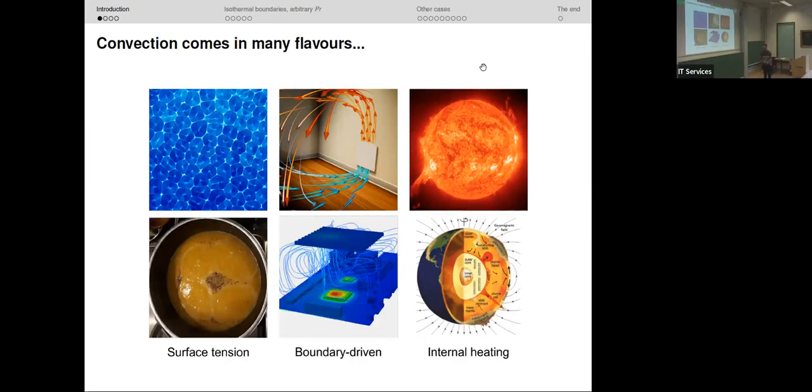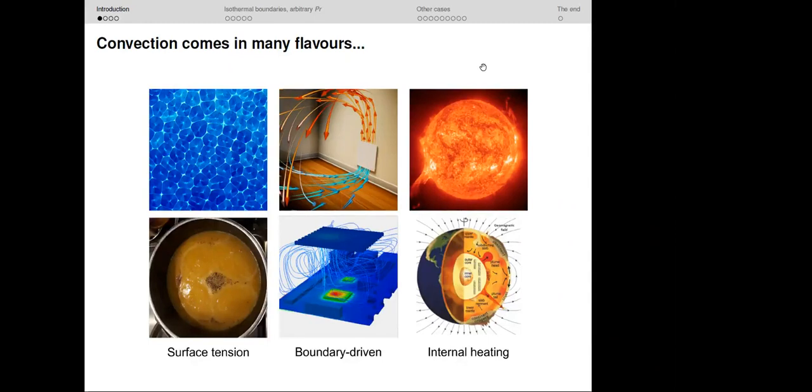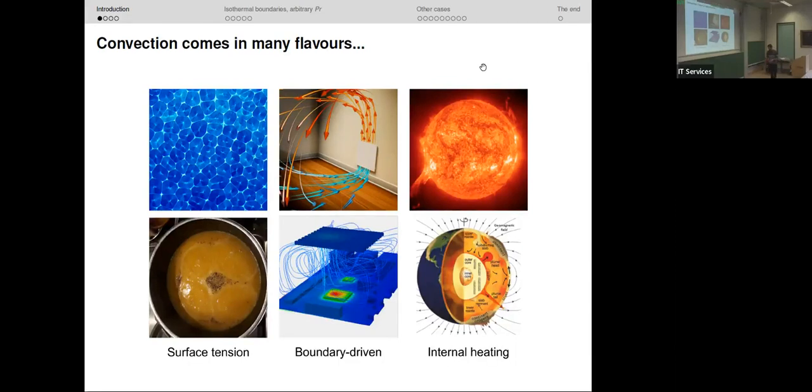surface tension. If you go to the other end of the spectrum, perhaps in astrophysics and geophysics, you have convection where the source of heat doesn't come through the boundary, but comes from some internal reaction or chemical reaction and so on. So there's internal heating as opposed to boundary heating. So in today's talk, I would like to consider the internally heated case.